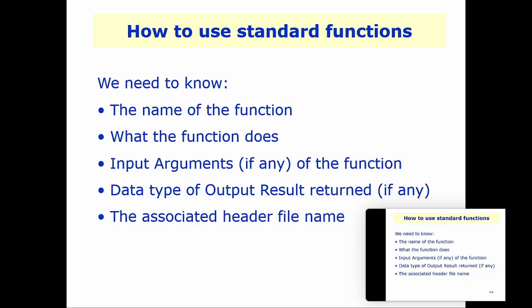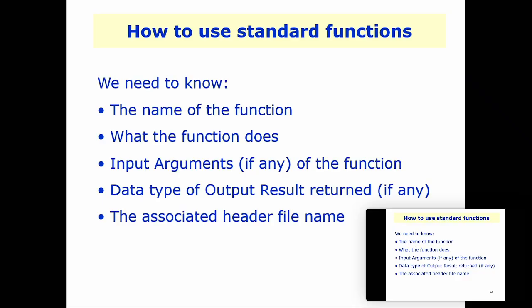Then you also need to know the output result. Now I just gave you examples of mathematical functions, so the outcome is always a numeric number. But some functions don't have a return value, an outcome.